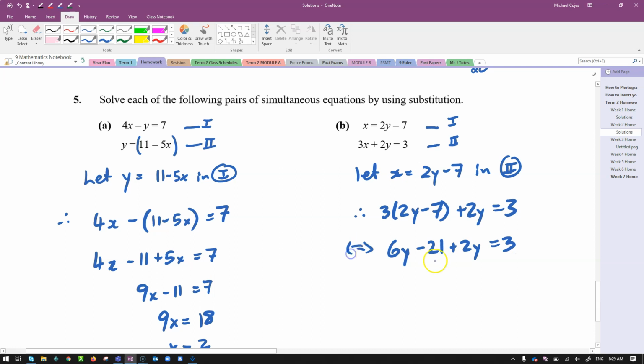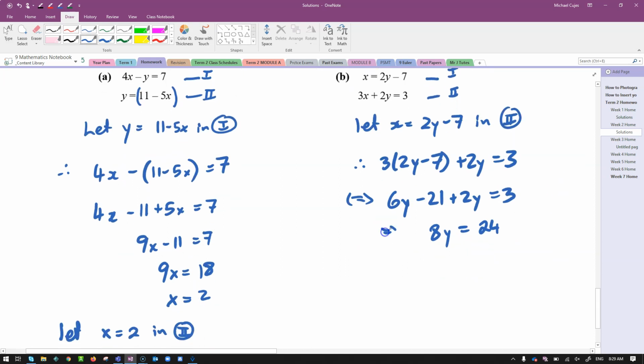I'm going to get my y's together. 6y plus 2y is 8y. I'm going to add 21 to each side because I don't want the 21 on the left anymore. That's going to give me 24 on the right-hand side. What am I going to do last step? Divide by 8. Y equals 3.